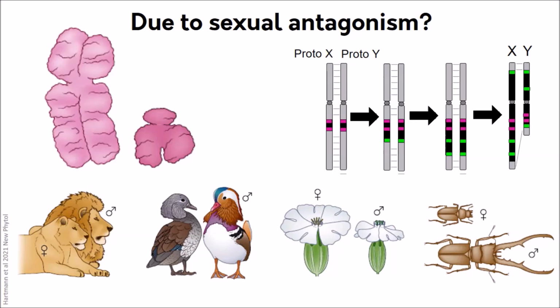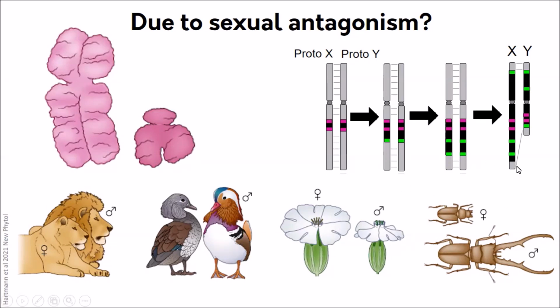You can see the quorum in lions, the colors in birds, the flower size in Silene latifolia. And so you have multiple genes with alleles that are beneficial in males, but not in females, and conversely, some genes that have alleles that are beneficial in females, but not in males. And so it makes sense that selection should favor their linkage to the sex-determinant gene.